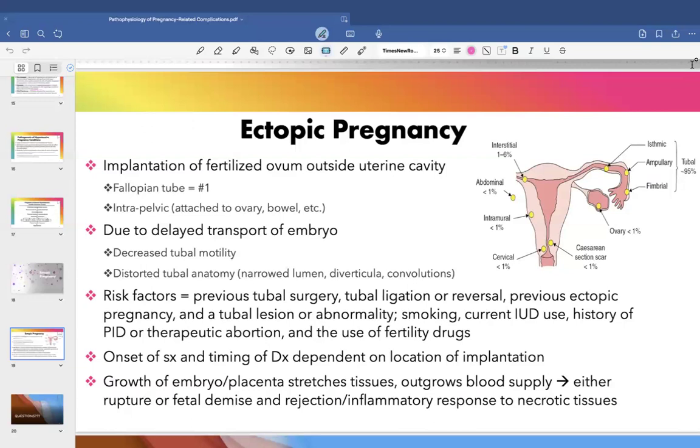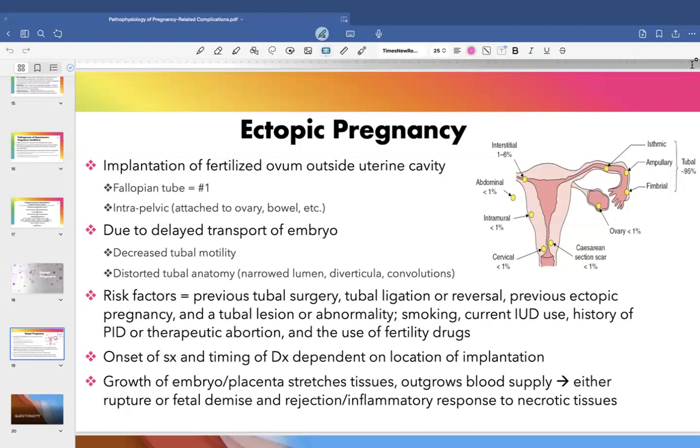So how these patients present, it all depends on where it is, at what stage it is, if it's 4 weeks, 6 weeks, 8 weeks. Okay. And think about your fallopian tubes and the narrowed lumen. If you have an implant, once it starts to get to about 8 weeks, that's when it's going to start stretching those fallopian tubes. Okay, and it's going to start causing pain. And yes, it can rupture those.